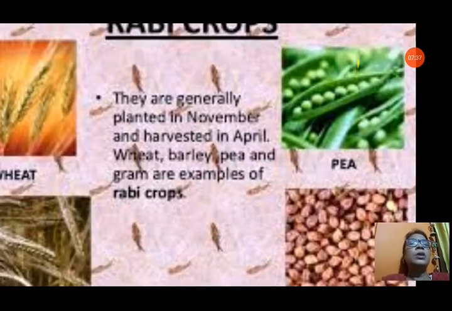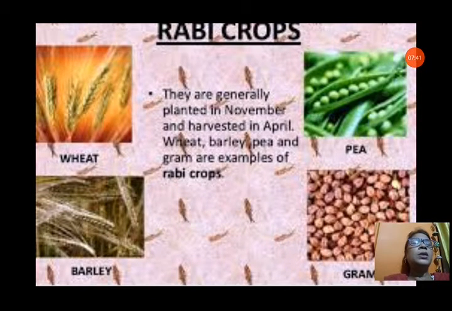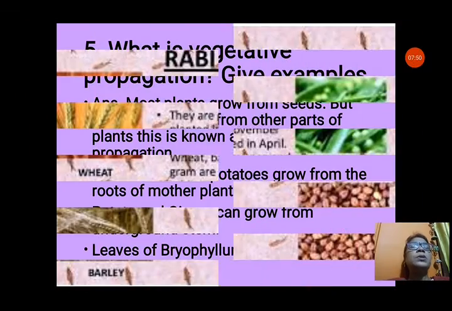You can see here about the Rabi crops. The example is also shown in the picture: wheat, barley, pea and gram. They are generally planted in November and harvested in April. Wheat, barley, pea and gram are examples of Rabi crops.